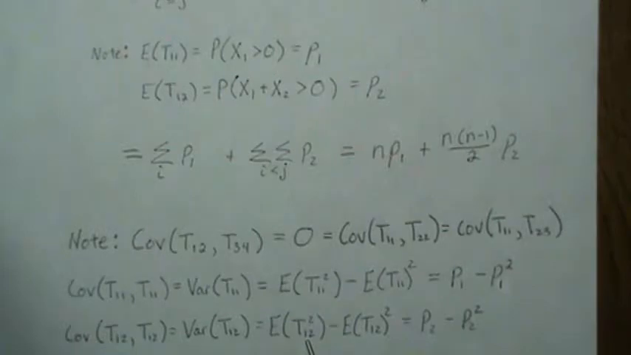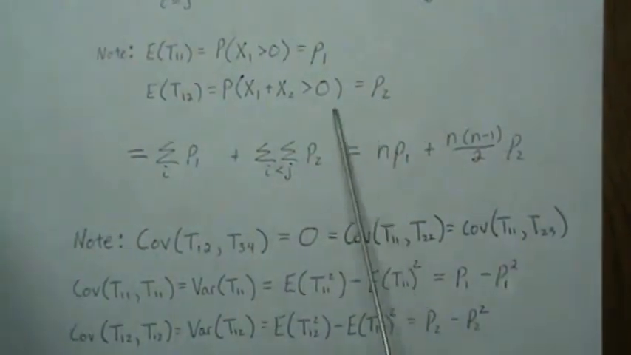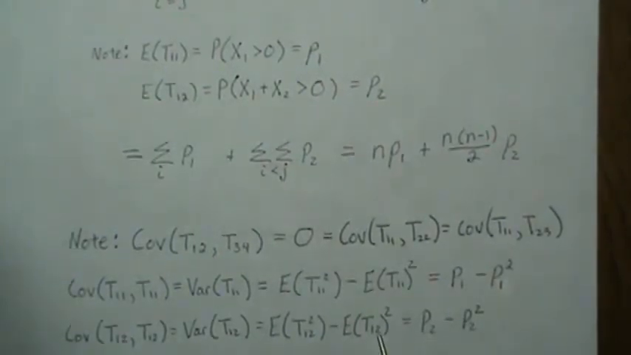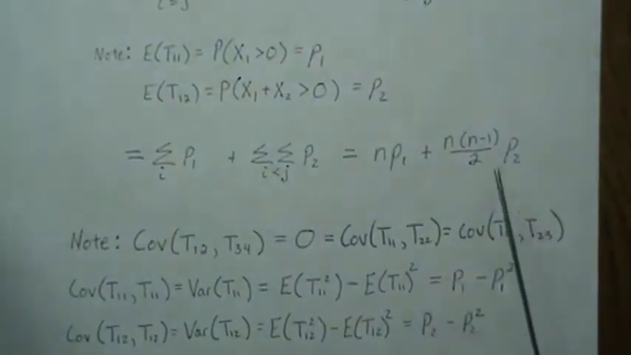So it's the probability that the sum is greater than 0. So it's P2, and then that's P2 squared. So that's the covariance of those.